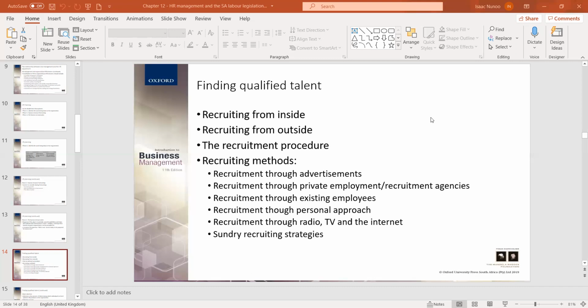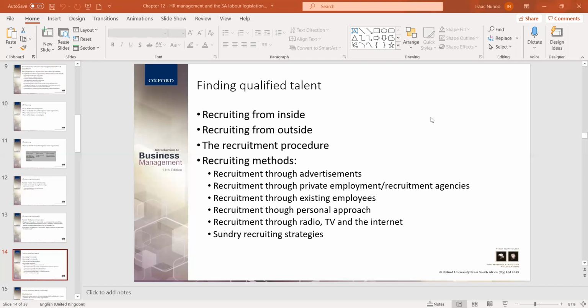There can also be a lot of personal competition among colleagues. Because such opportunities are available, most individuals will compete among themselves, undercutting each other just to get to the top. We can also talk about recruitment from outside, which is what we call external recruitment. Recruitment from outside simply means you are looking for suitable applicants outside the business or company.